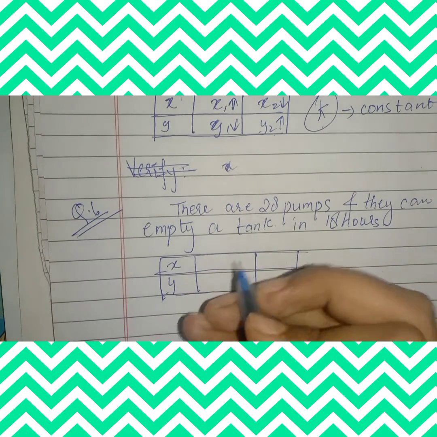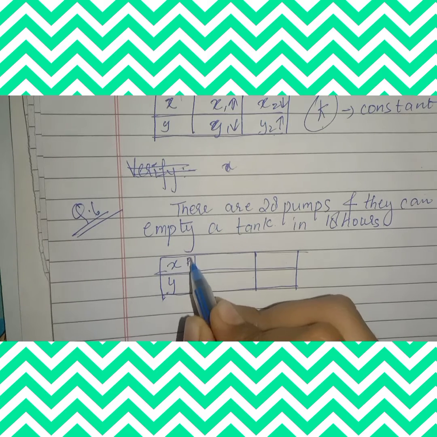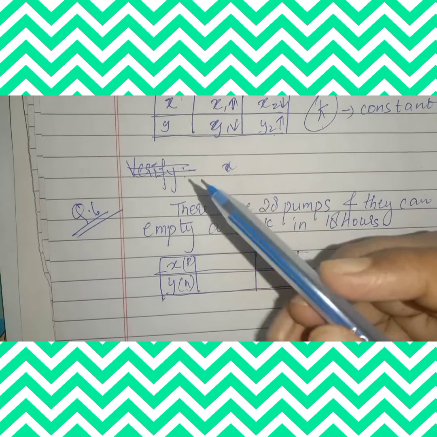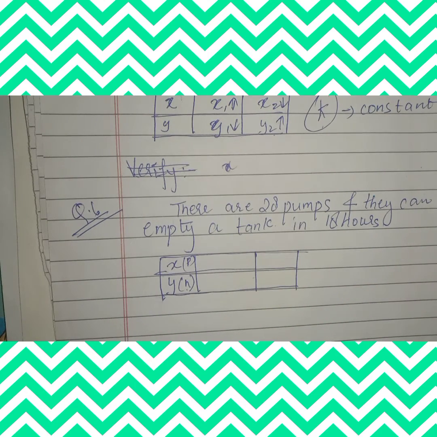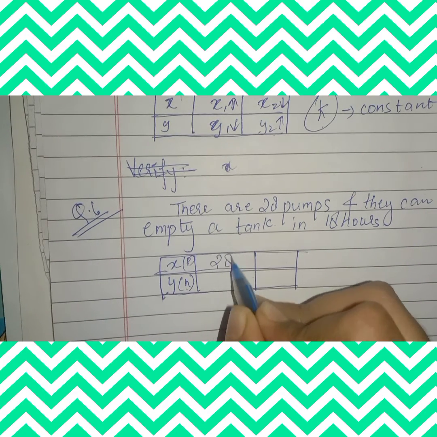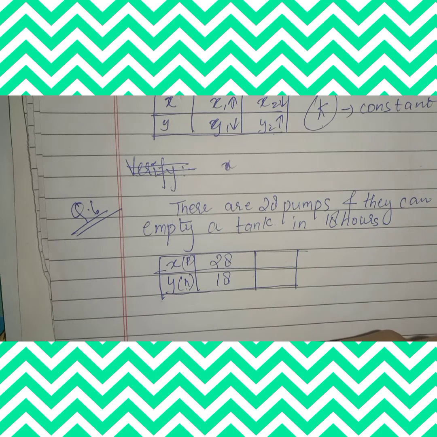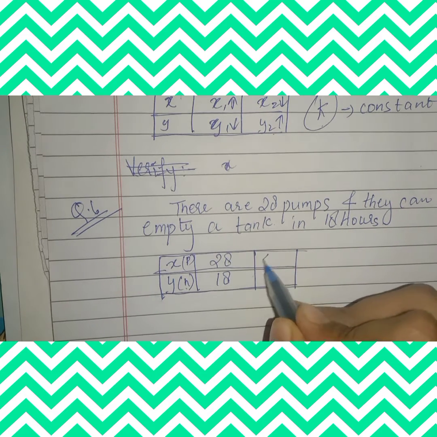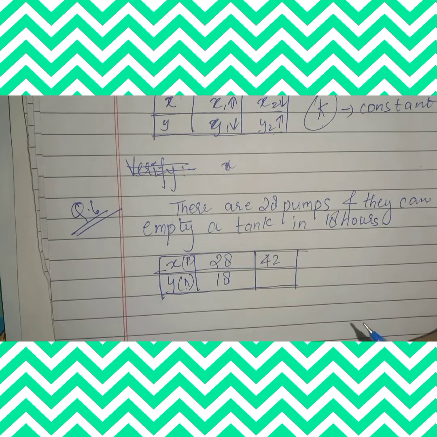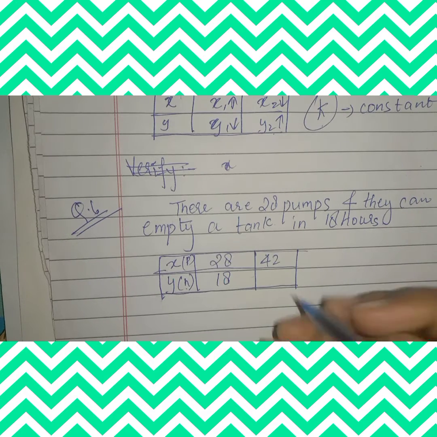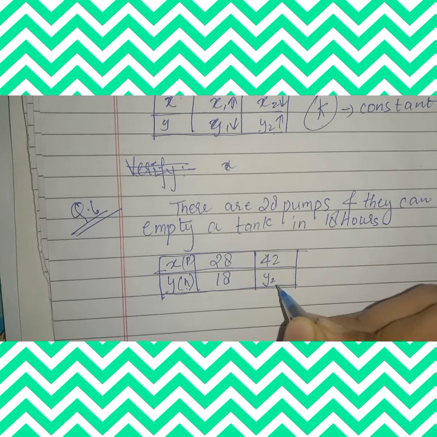X, y. We will take x as pumps, and y as hours. I have said that it sometimes has units, so I have made the unit hours here. Now 28 pumps take 18 hours. Now how much time will be taken if 42 pumps empty a tank? So we have to find the value of y2.